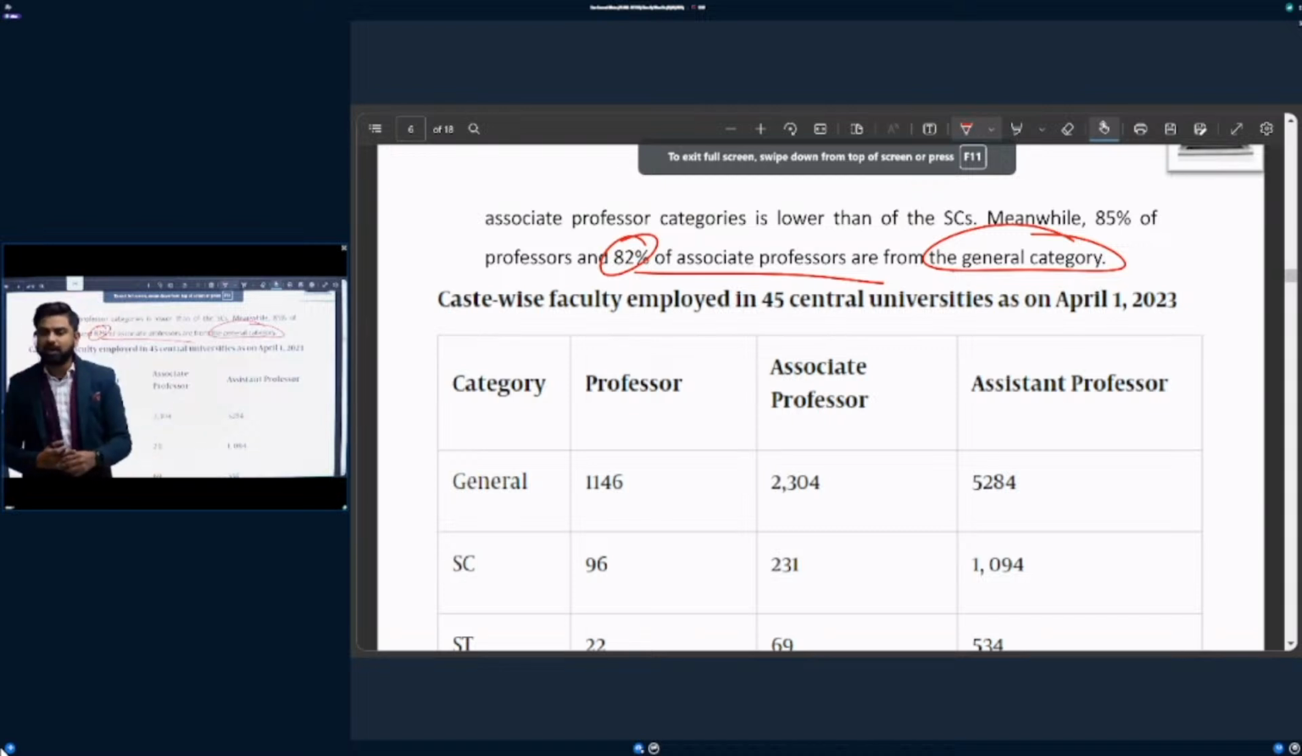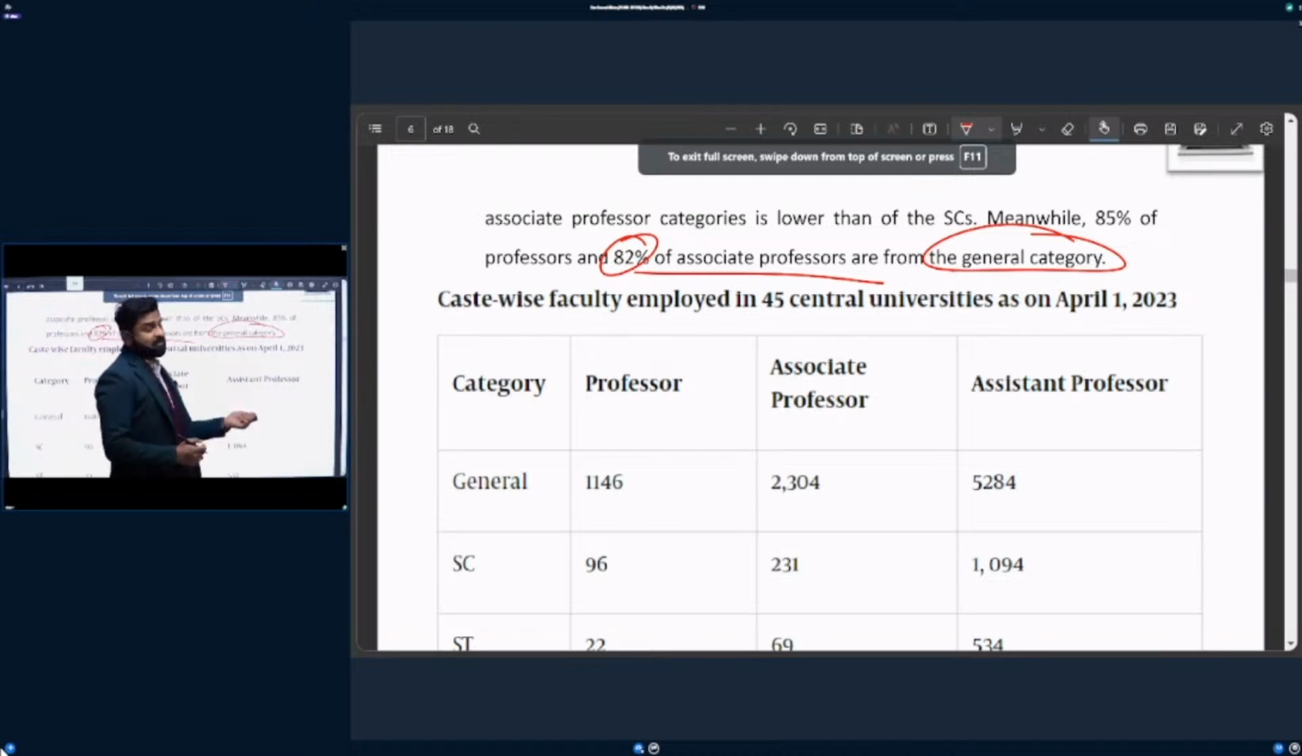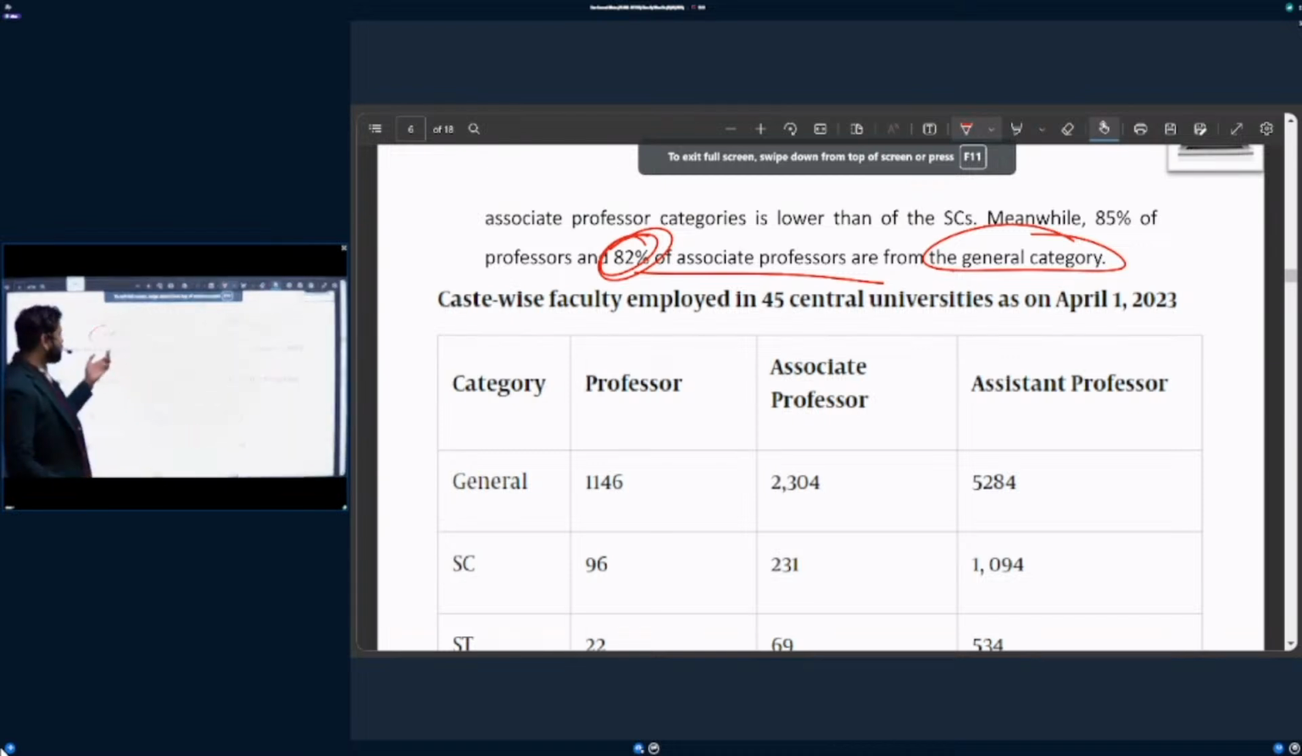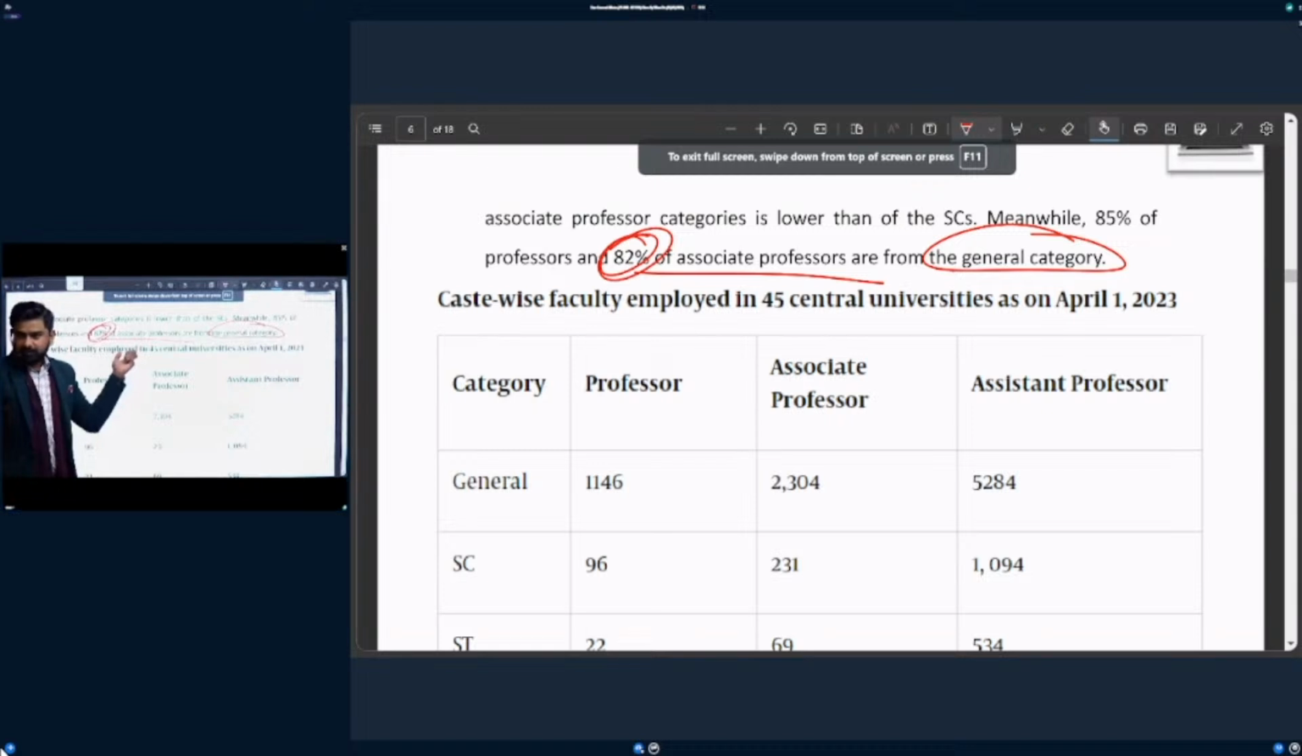De-reservation is not a good idea. On the contrary, we need to find why 82% of all the associate professors are upper caste. भाई 82 बहुत बड़ा फिगर होता है. एक बार कोई 60 होता, 60 होता, 50 होता, समझ भी आता है. 82, it means they are exclusively upper caste. ठीक है.